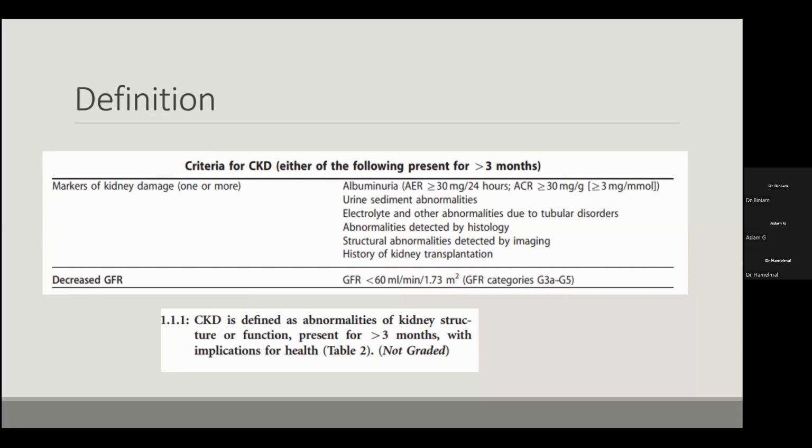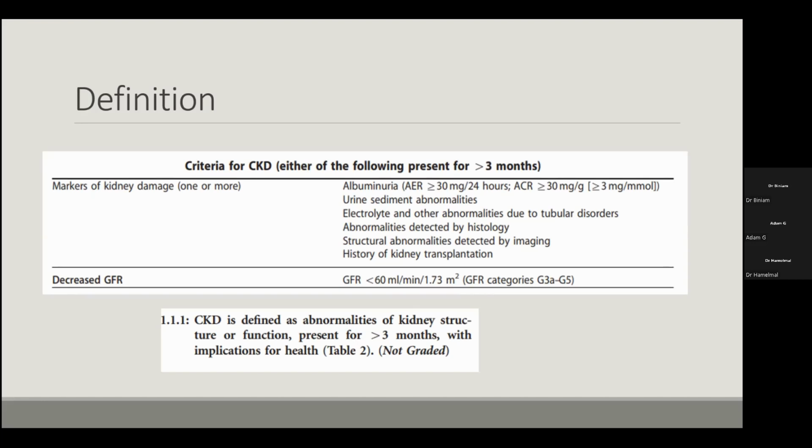Decreased GFR less than 60, regardless of the cause, is also considered as CKD. So GFR categories 3A to 5. This is the general definition. So these abnormalities should persist for more than 3 months with implications for health. So the important phrase in this statement is the implications for health.